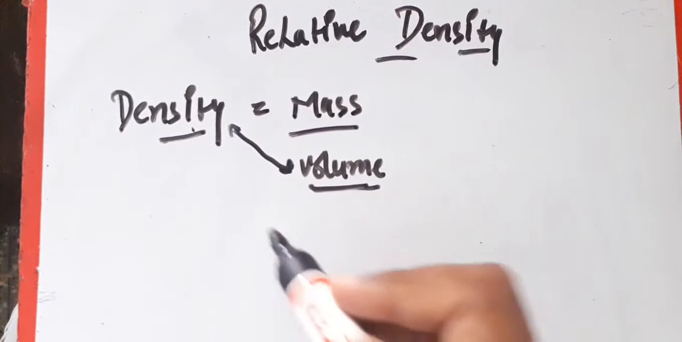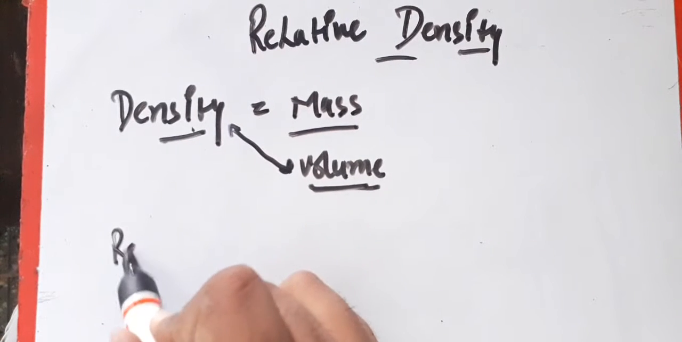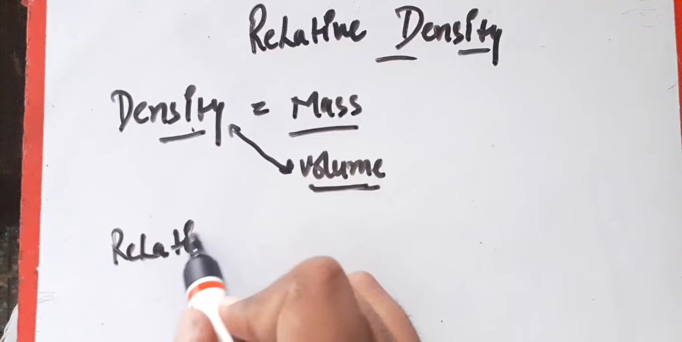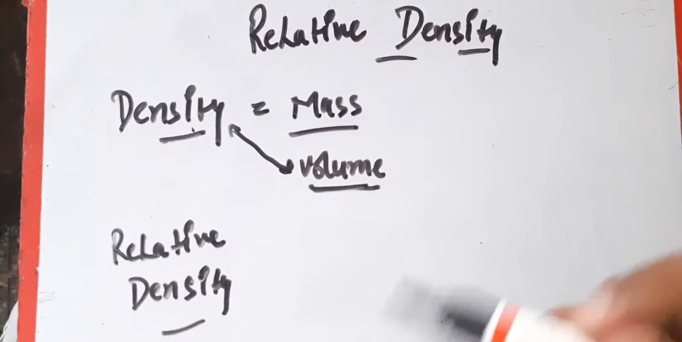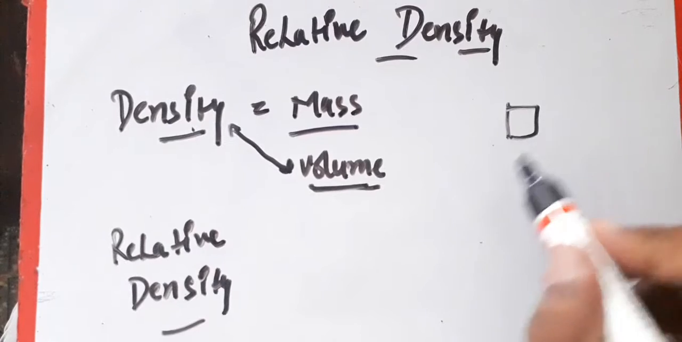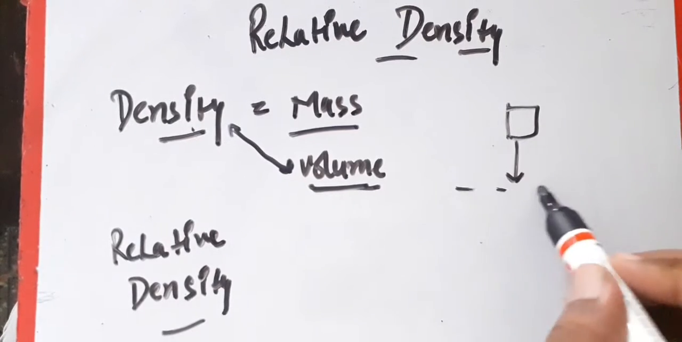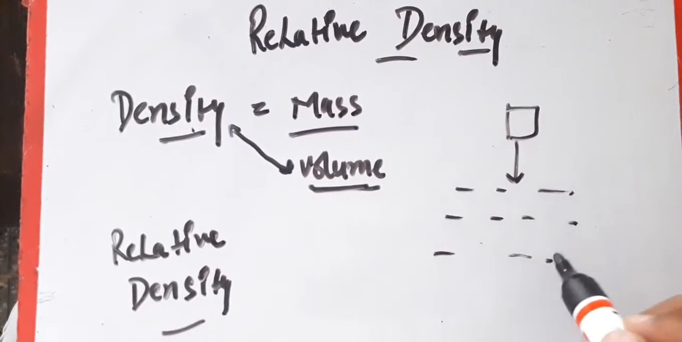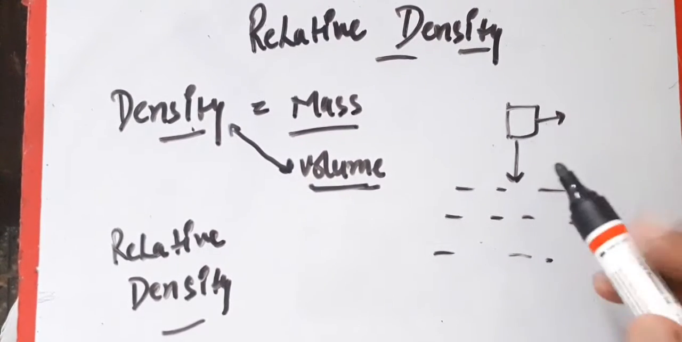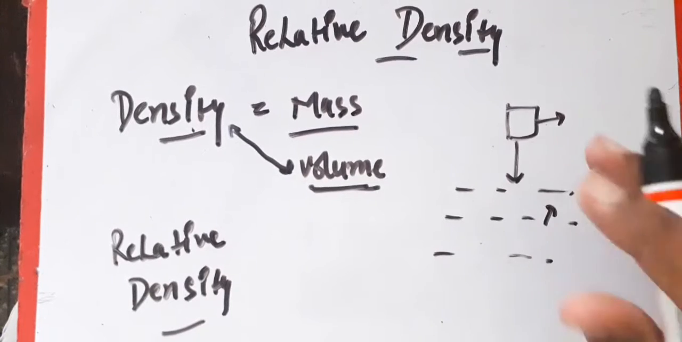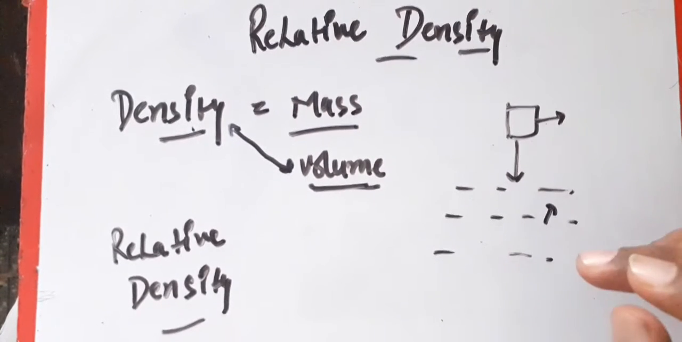So relative density is what? Relative density means, when an object is dropped into any liquid, right? Suppose this is an object and it is dropped in a certain liquid, right? So what is relative density? The density of the object and density of the liquid. We have to compare both of them to check if the object will float or the object will sink.